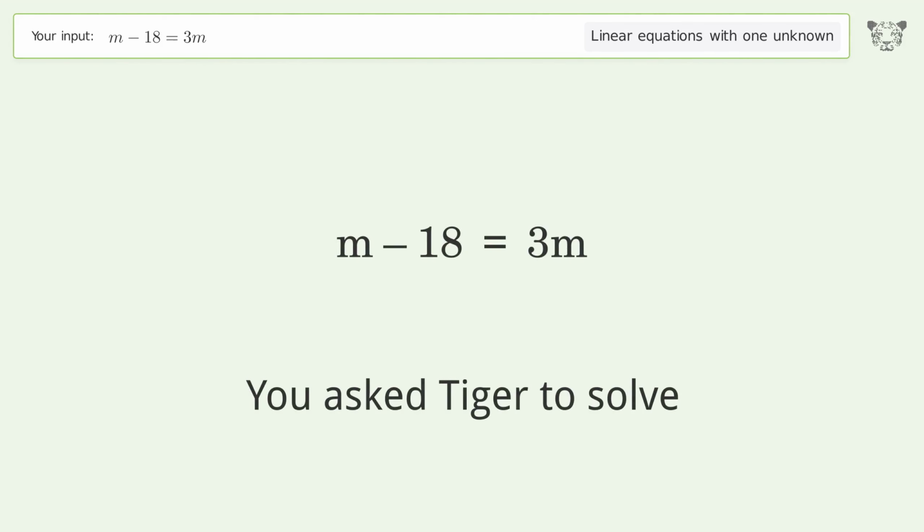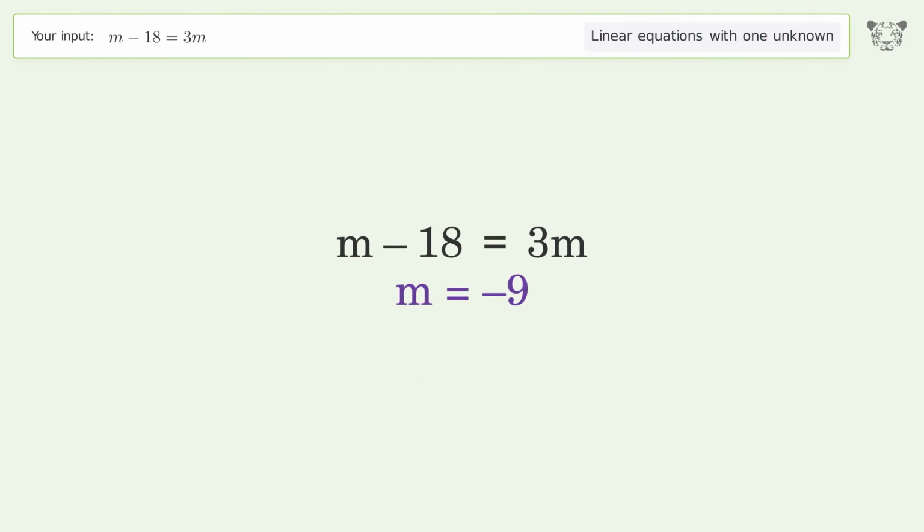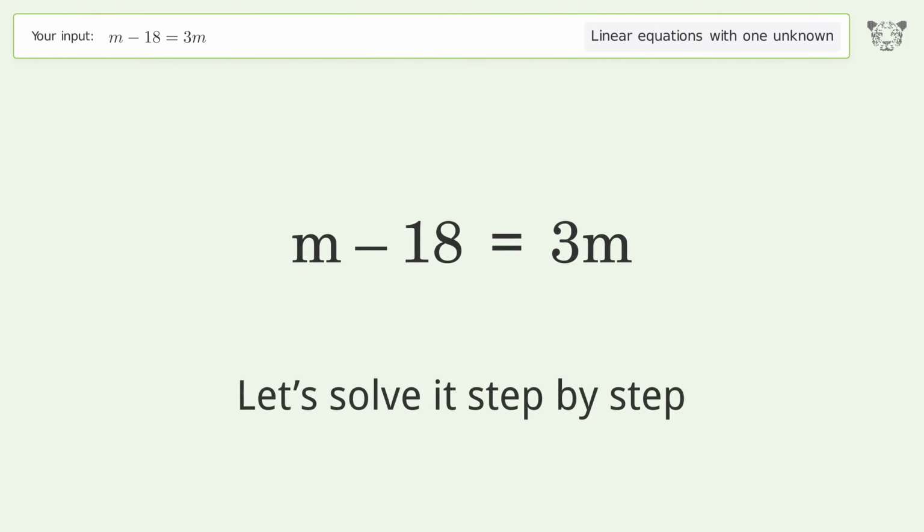You ask Tiger to solve. This deals with linear equations with one unknown. The final result is m equals -9. Let's solve it step by step.